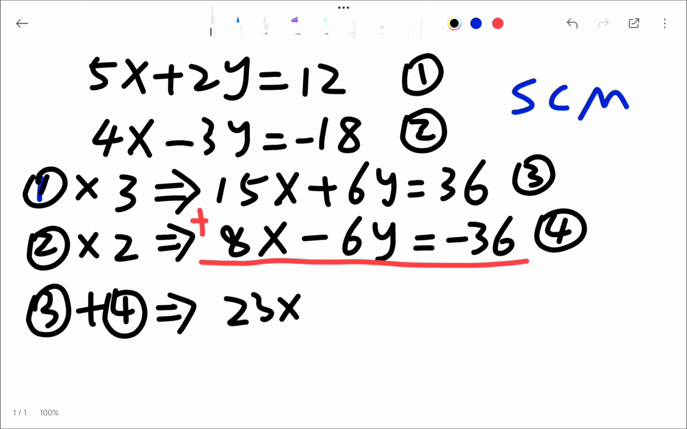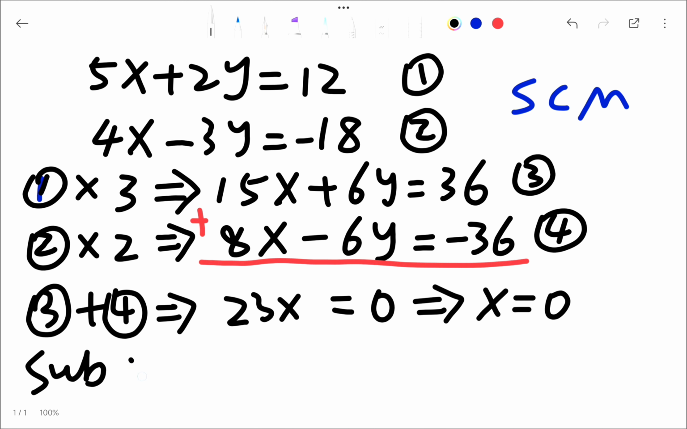Positive 6y minus 6y is 0. And then we can solve for x, which is also 0. Now, once we find out what x is, we can work out y by substituting this value into any of the original equations, either 1 or 2.